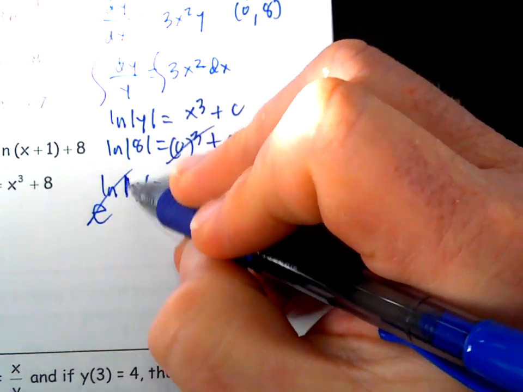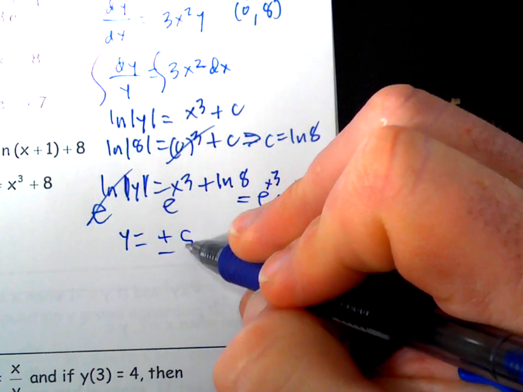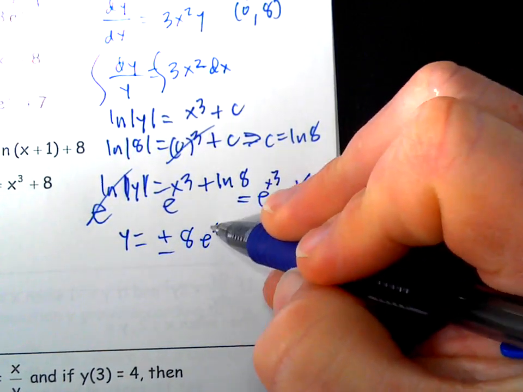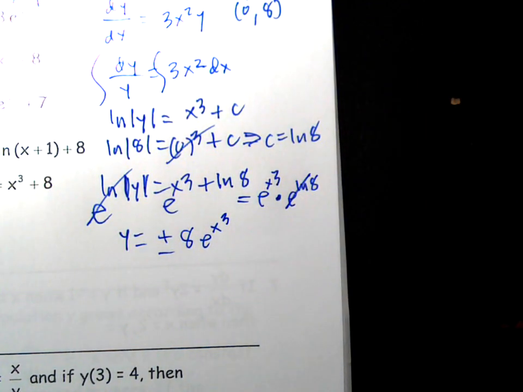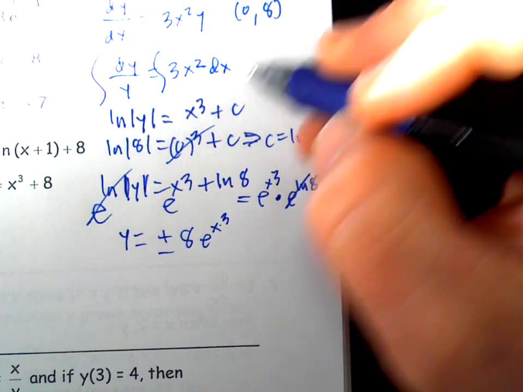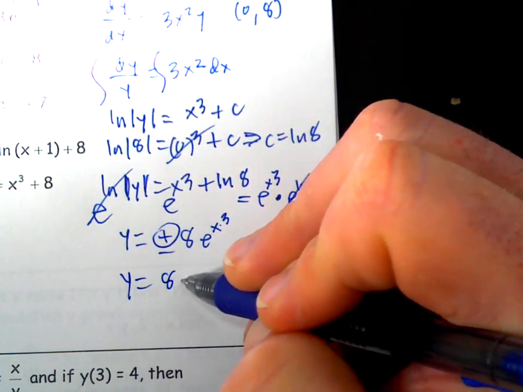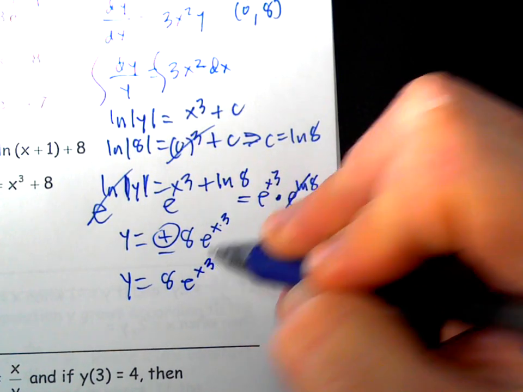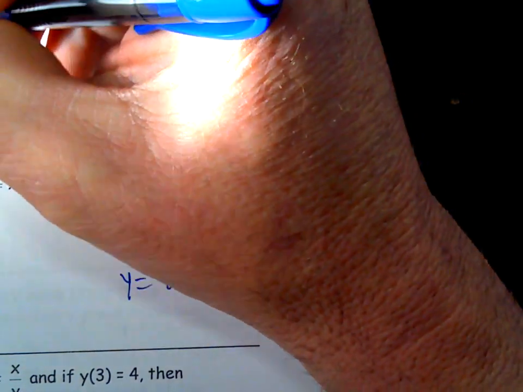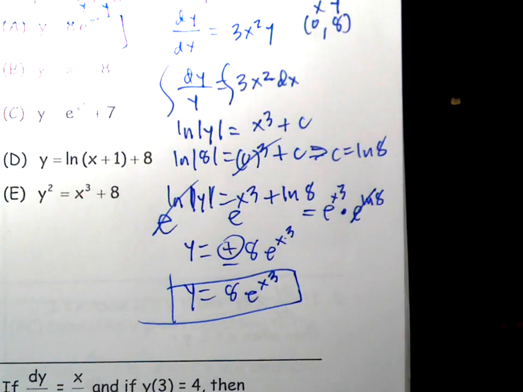Now, to get rid of the absolute values around the y, we're going to do plus or minus, and there's just going to be an 8 in front, e to the x cubed. It should be plus or minus. If I plug 0 in, I should get +8, which means we're going with a positive here. So our final answer is 8e to the x cubed. Now, we see that answer there, answer A. That one wasn't weird. So that's it.